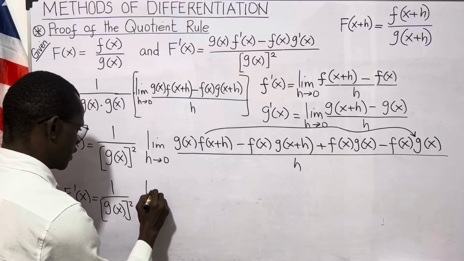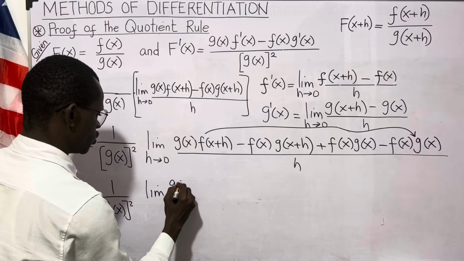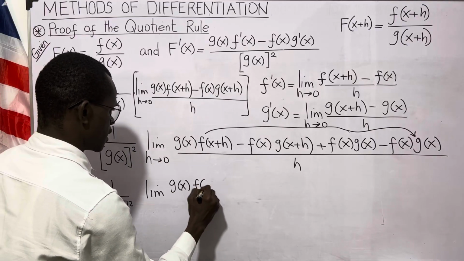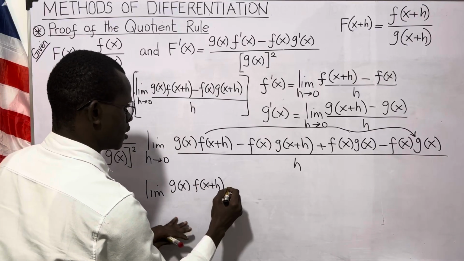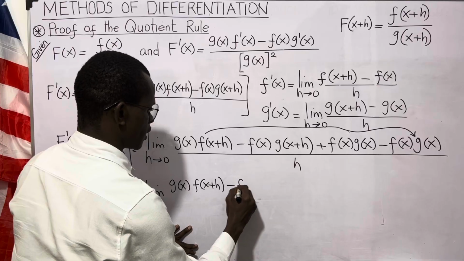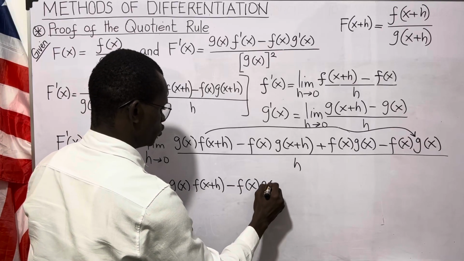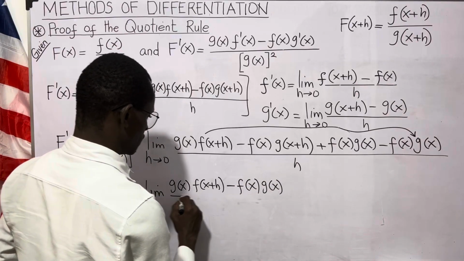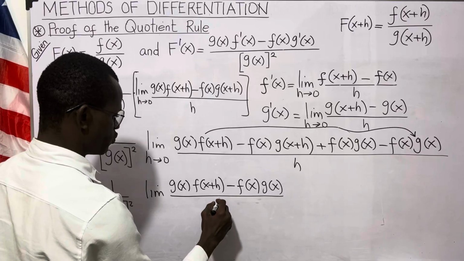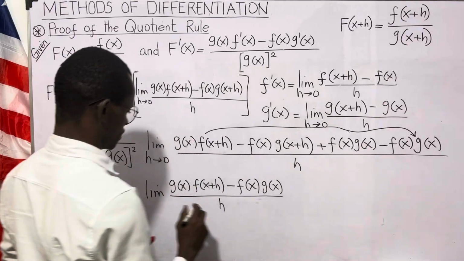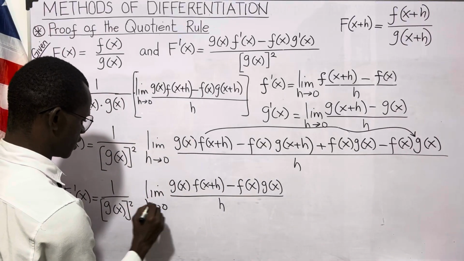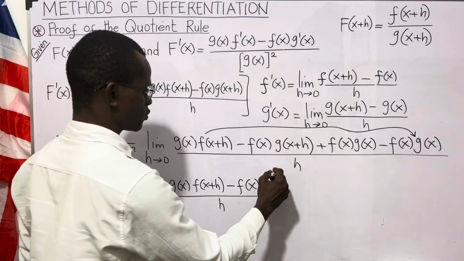So I have the limit, g of x times f of x plus h minus f of x g of x, divided by this h. We know that this h can be distributed as h approaches 0. So there's the first one.